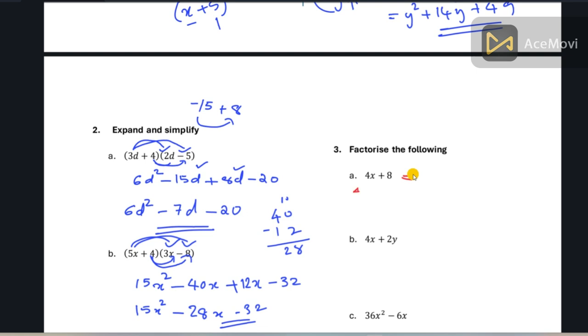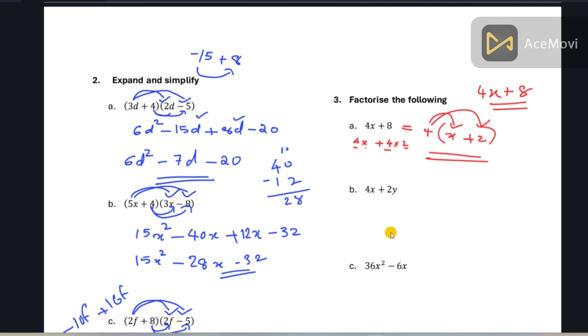4x, 4 times x, plus this 8, we can split like 4 times 2. So we know that 4 is common for both sections, so we can just take out 4, and here it is x, then plus, and here it is 2. Okay, so 4 times (x plus 2). We can check whether it is correct or not. We can just multiply inside: 4x, then plus 4 times 2, it is 8. So our answer is actually correct.